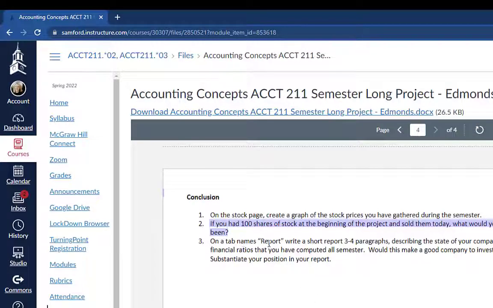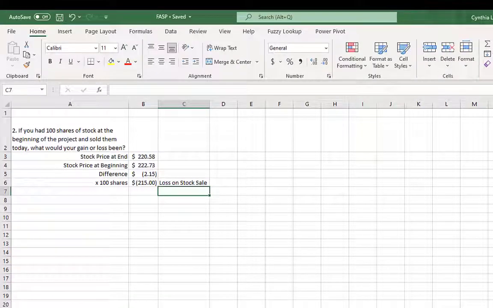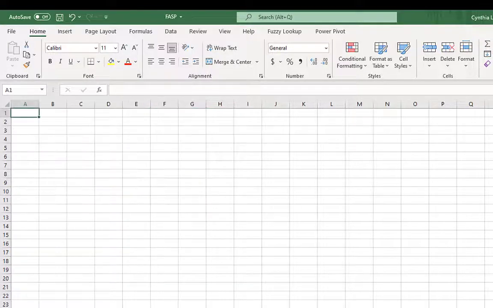On a tab named report, write 3 to 4 paragraphs describing the state of your company. Would this make a good company to invest in? So I'm not going to write this report for you. I'm going to show you how to create the tab. Oops, only need one of these.